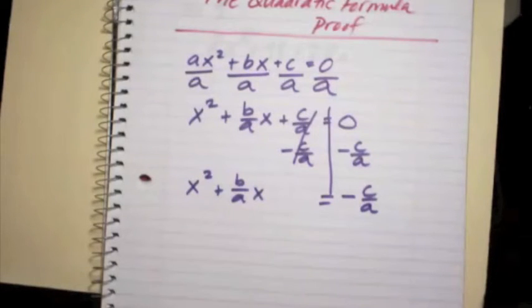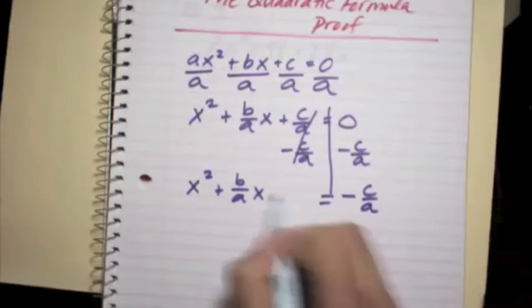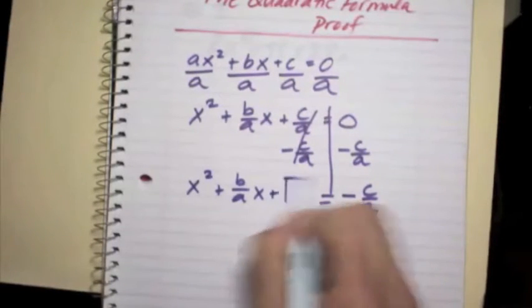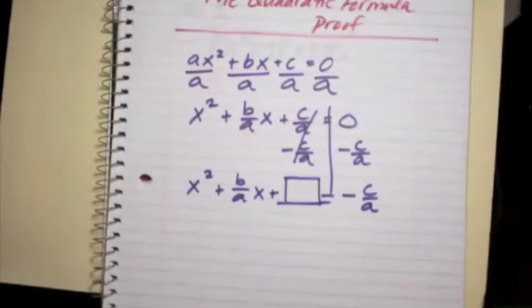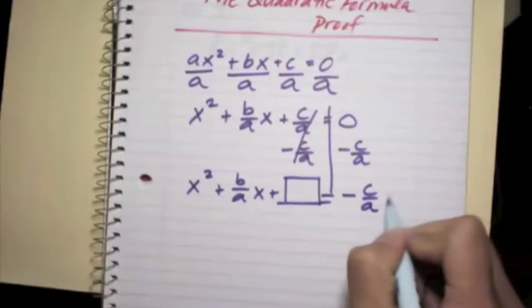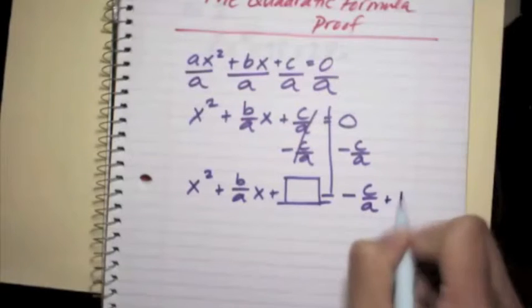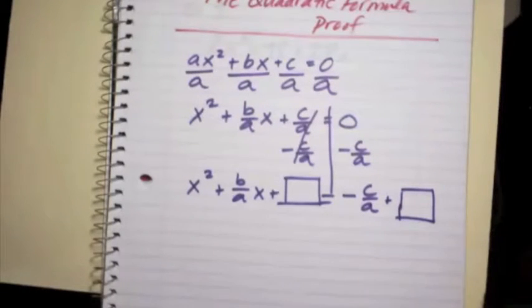What I'm going to do now is what you learned yesterday, the process of completing the square. We are going to find out what this box is going to be, and whatever we add to this left side, we're going to have to add to the right side.